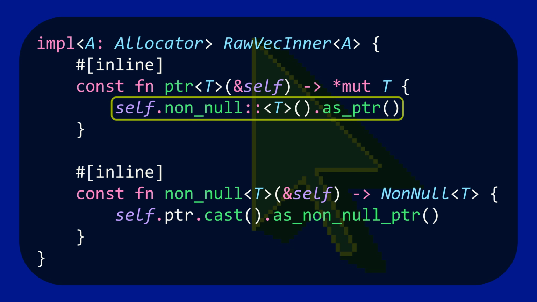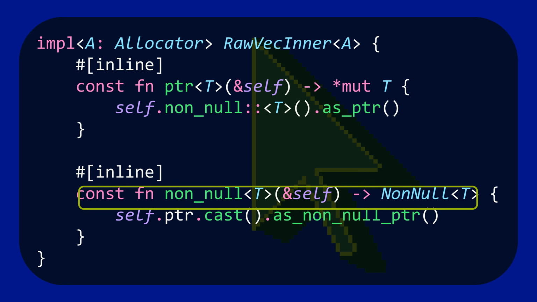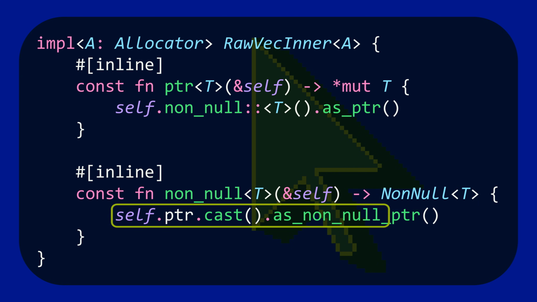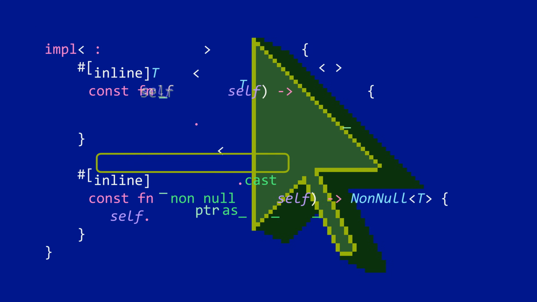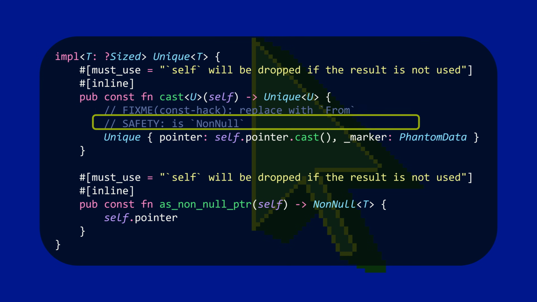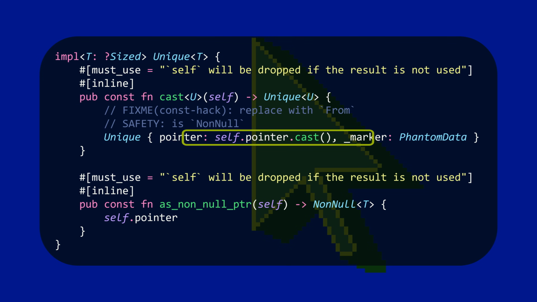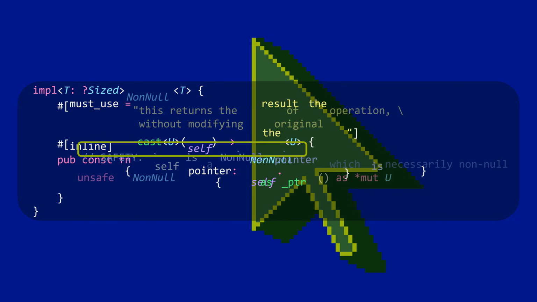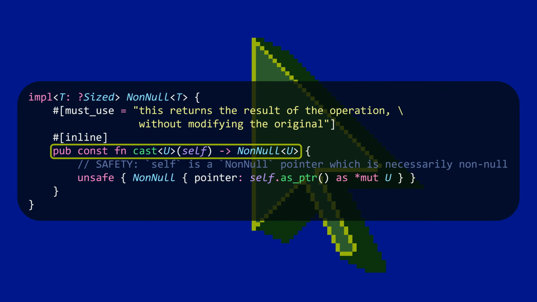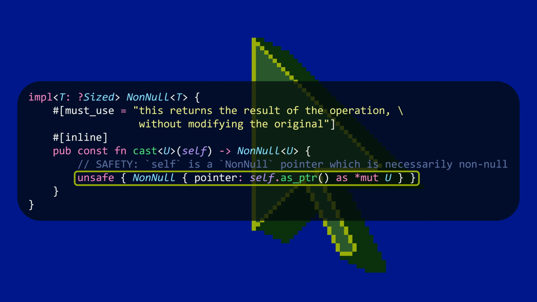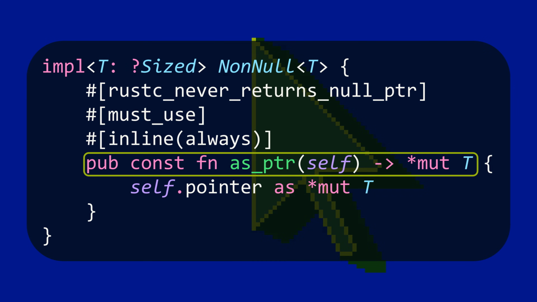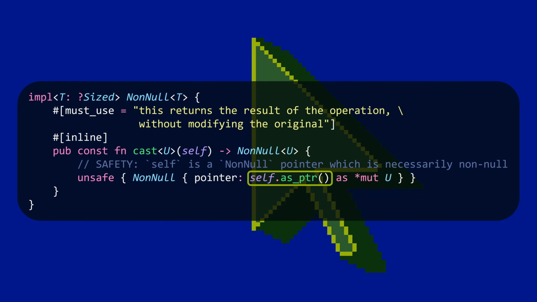The body starts by calling self.non_null, which is right down here. This method's body casts pointer using this cast method on unique t. The method casts its internal pointer using this cast method on non-null of t. This method gets the underlying pointer by calling as_ptr, which just gets the pointer, and casts it from a *mut T to a *mut U.